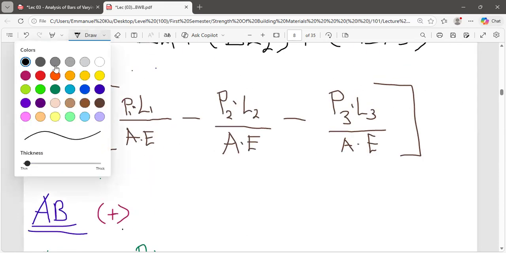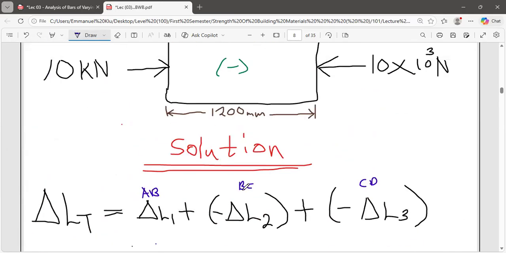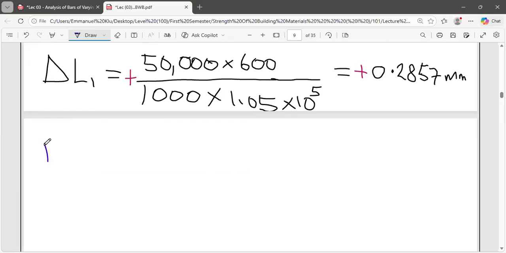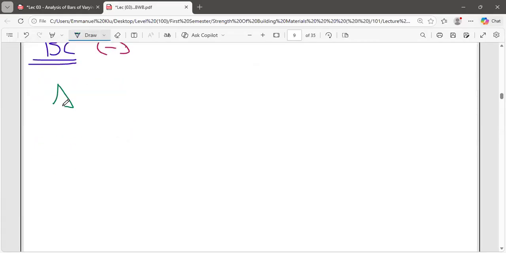So now we can take BC. BC is in compression. Since it's in compression, let's just put the formula down and proceed. BC is in compression, as simple as that. So our formula for the change in length in this case is going to be the load 2, P2 times the length L2, all over the AE.